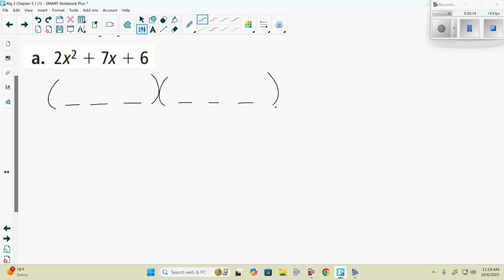Since there is no greatest common factor, we'll have 2 sets of parentheses with 3 spaces. Our third term, we need to find the signs. The third term is positive, so the signs are the same. You're going to match the sign of the middle term. Middle term is positive, so our signs are going to be plus and plus.